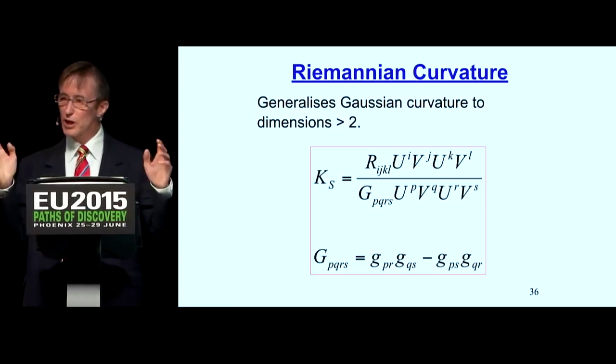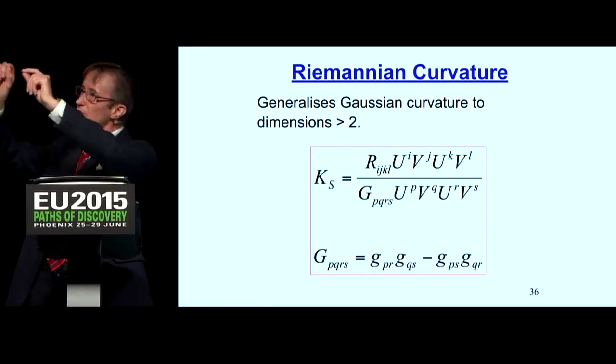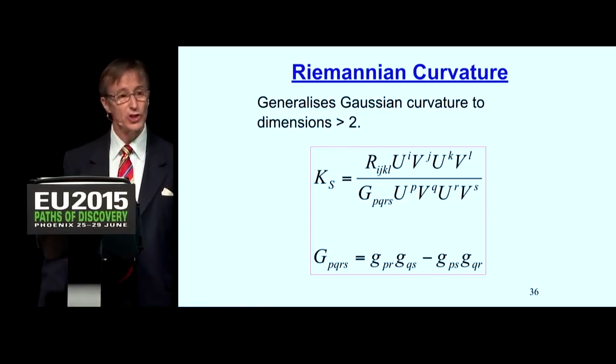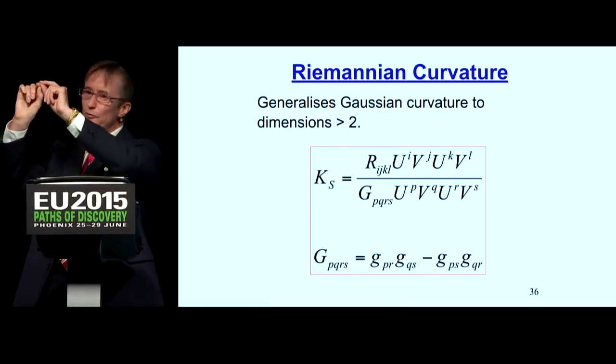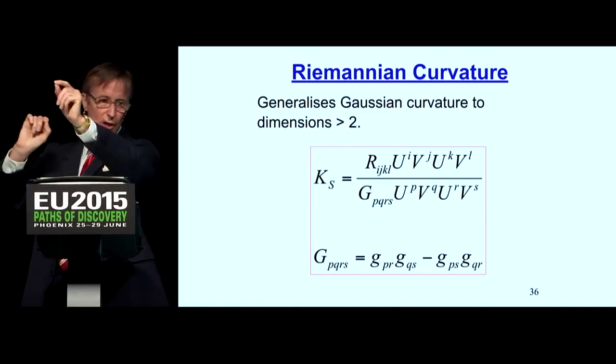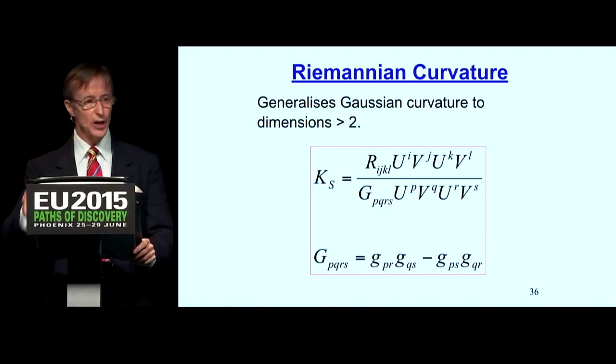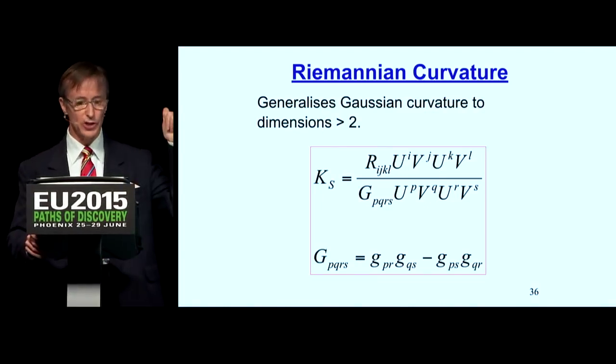U and V, these are direction vectors. So if you take a point and you put two vectors on there, you can put them any direction you like. So you see that the curvature depends not only on position, but on the direction vectors that you attach there, right? In the case of a two-dimensional space, this reduces down to 1 over R squared in spherical symmetry, the one we had for Schwarzschild.